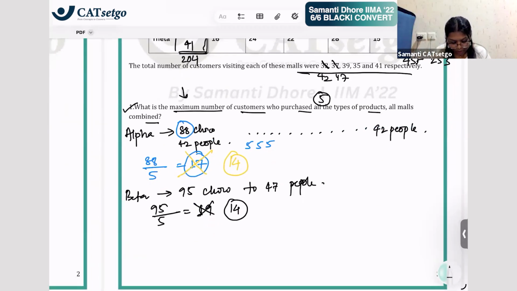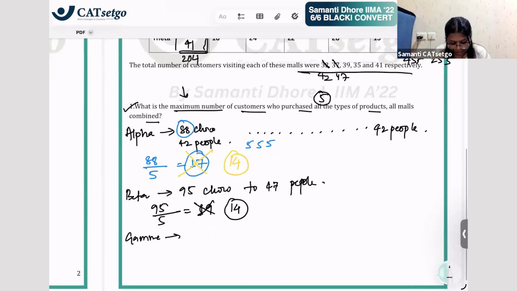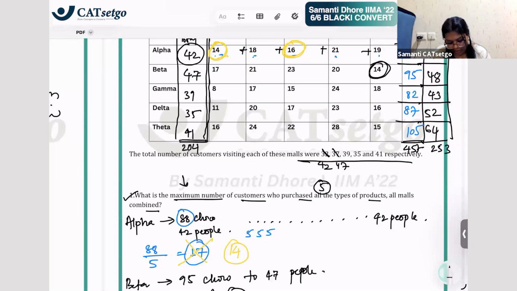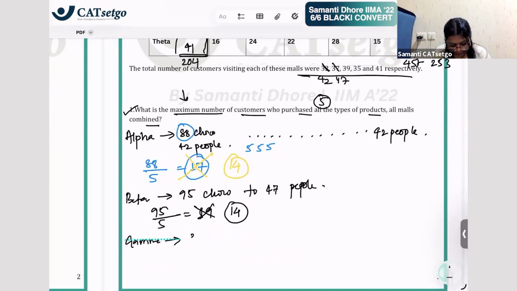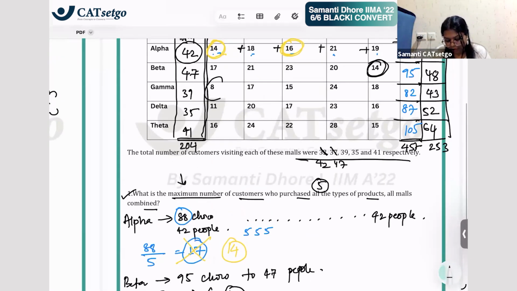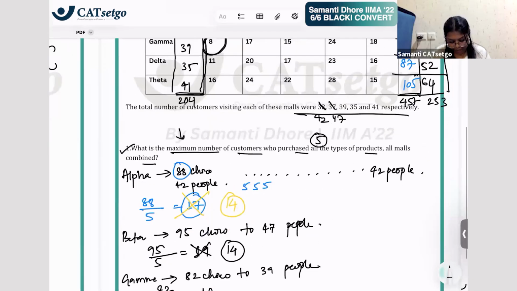Let's do gamma mall. What's the scene for gamma mall? There are 82 chocolates among 39 people. But it doesn't matter that 39 people were put in a line. If I gave 5 to every person, because I have to maximize, this is how much? 5 times 16 is 80. But is 16 possible? No. I have only 8 chocolates of grocery. So then I'll have to give to only 8.